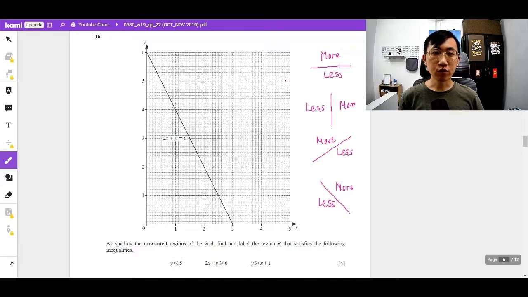So y equals to 5 is actually like this, and I'm going to draw a solid line because teacher can see an equal sign over here. So use your ruler. Teacher don't have, so you're gonna use a ruler and draw a solid line, not a dash line. Okay, label y equals to 5. That's the graph line. Now 2x plus y more or equal to 6, they have already drawn for us.